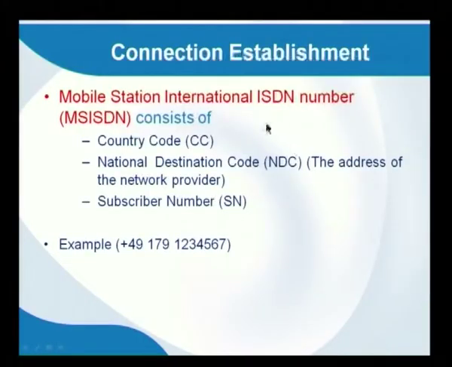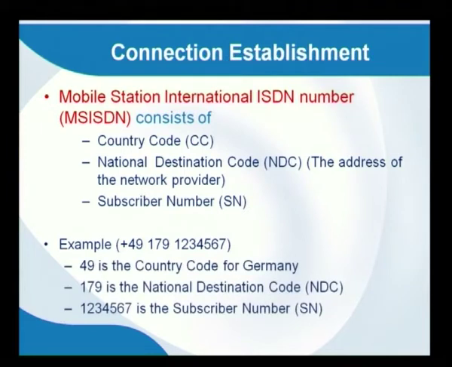So, the mobile station international ISDN number has some format. So, first one is country code, CC, then national destination code, that is referred as NDC. This is the address of the network provider, and the last part is subscriber number, that is referred as SN. This is an example. So, here the mobile number is 491791234567. The first, that is the 49, is nothing but the country code used in Germany, 179 is the national destination code and 1234567 is the subscriber number. So, this is the format of MSISDN.